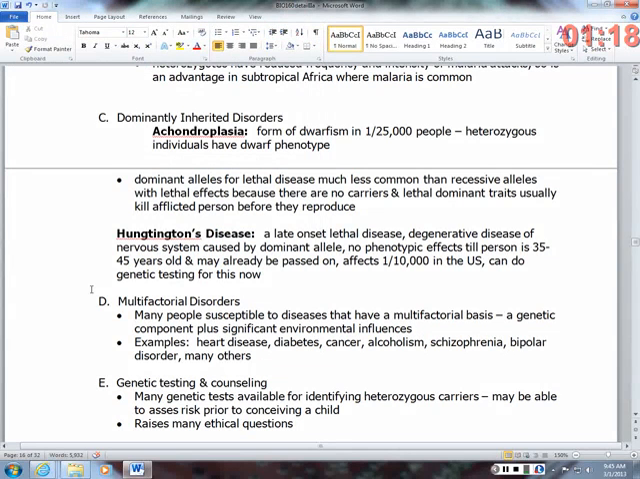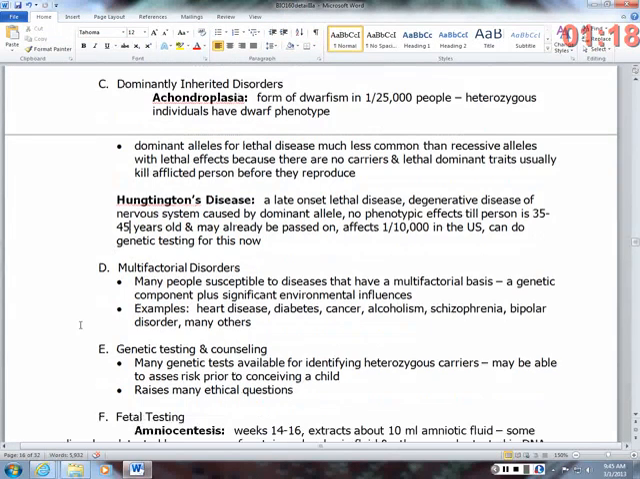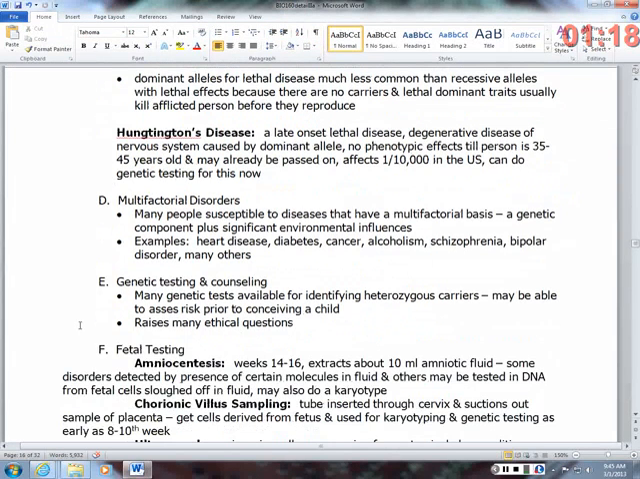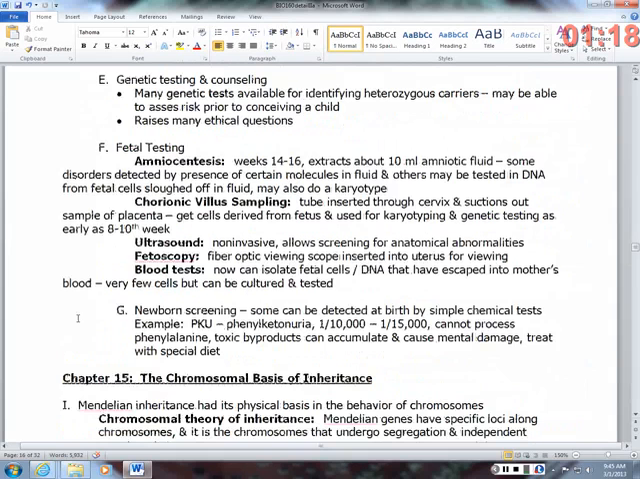They can do genetic testing for this now if it runs in your family to check for it. However, there are some people out there that may know they're a carrier of this disease, and they'll reproduce anyway and pass it on. So, multifactorial disorders.